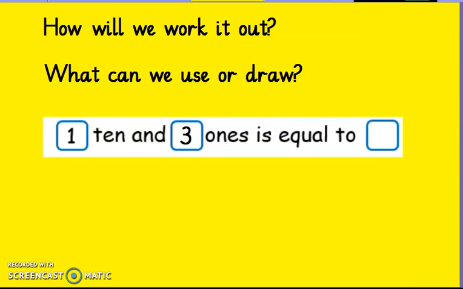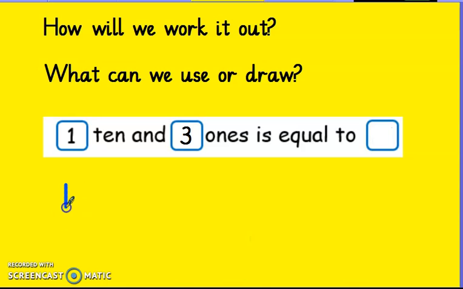How can we work it out? Let's have a look. What can we use or draw? 1 10 and 3 1s is equal to, we don't know. So we know lots of ways to do this. We could use a tens frame, or we could use our base 10. I find base 10 quicker and easier to draw.